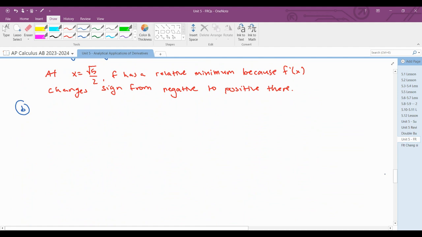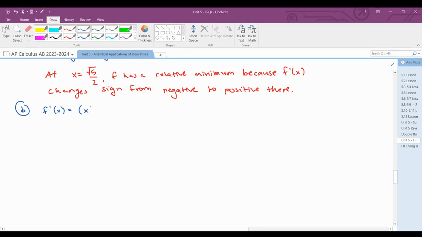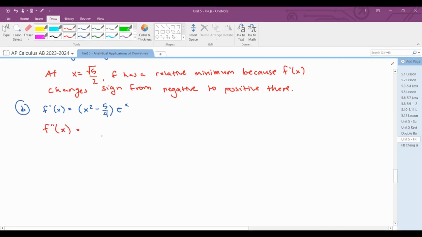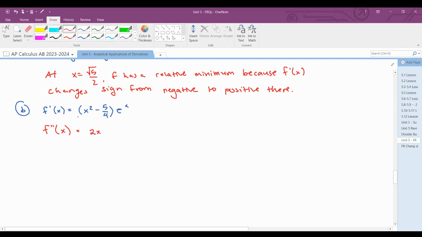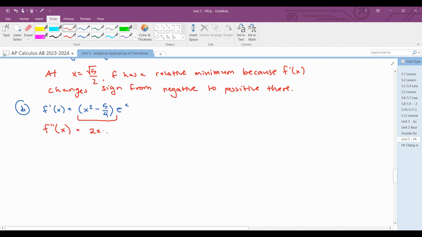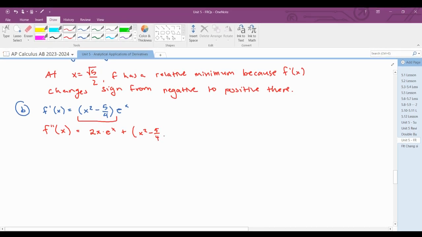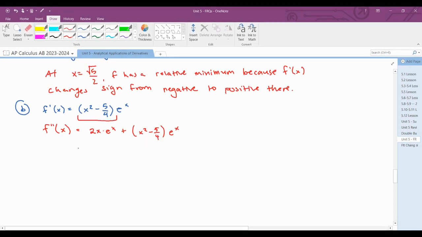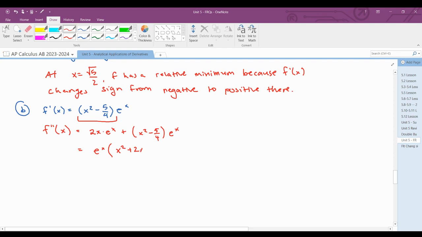So we're going to have to derive f prime of x. So f prime of x, again, was (x squared minus 5 over 4) times e to the x. So in order to get our second derivative, I am going to have to use product rule here. So I like to do derivative of the first. So that's going to be my first group here, and then times my second, which is e to the x, plus my first times the derivative of e to the x, which is just e to the x. So I'm going to simplify this a little bit. I get this here.